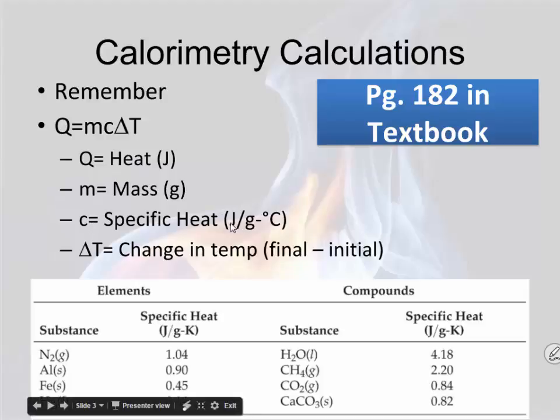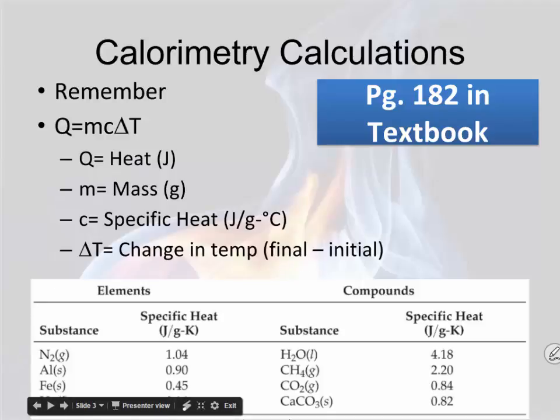So that is measured in joules per gram degree Celsius, or if you look down here in the table, joules per gram Kelvin. Same thing, you don't have to convert the number or anything to get the unit to change. And then delta T, remember, wherever we see delta in a reaction, that means change in. So our change in temperature, final minus initial.